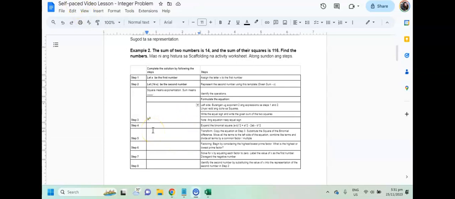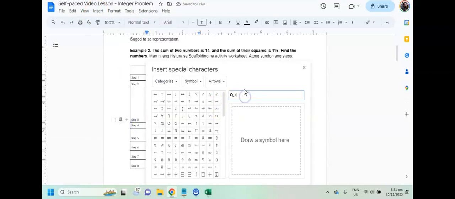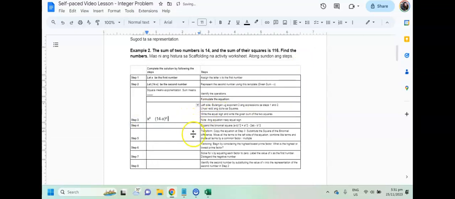Butangan po og exponent 2 ang 14 minus X gawas sa parentheses. So, the representation for the second number ato pud i-square. Okay, so butangan og exponent 2. Alright, so please do that in your worksheets and then raise your tickets once done.